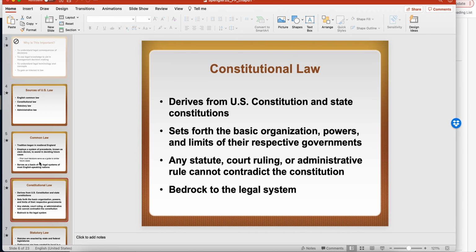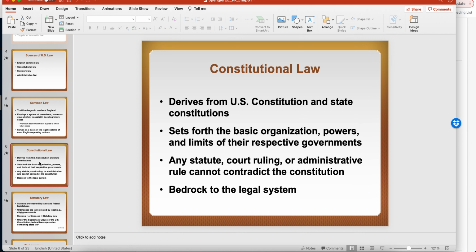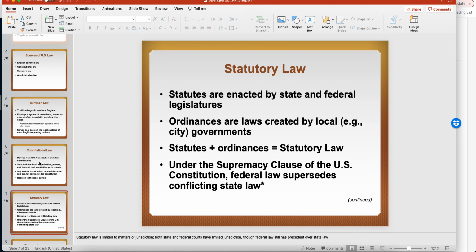Constitutional law is derived from the U.S. Constitution and our state constitutions. Basically, it organizes the balance of powers and the statute and the ruling of the court, and how administrative processes work in the legal system. So as it says here, it's the bedrock to our legal system.